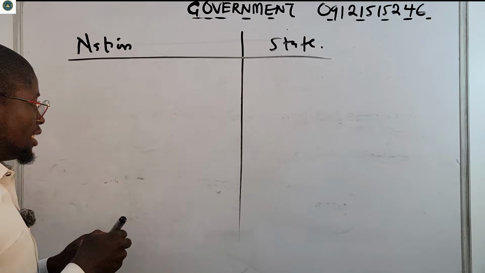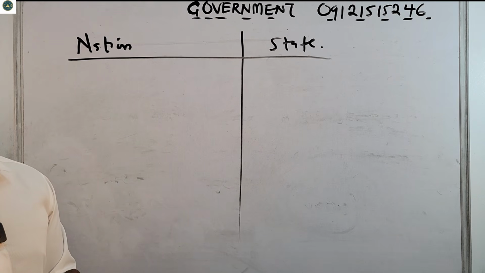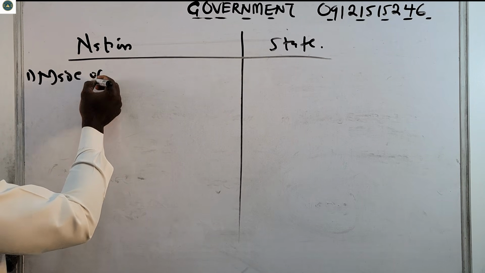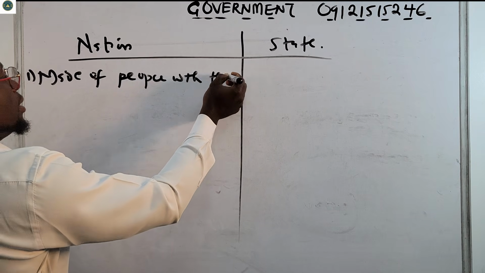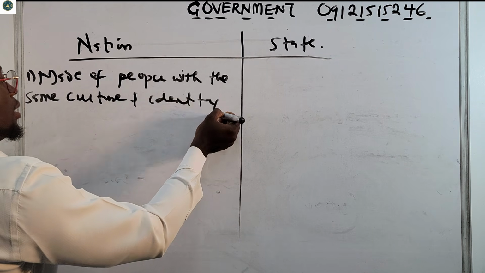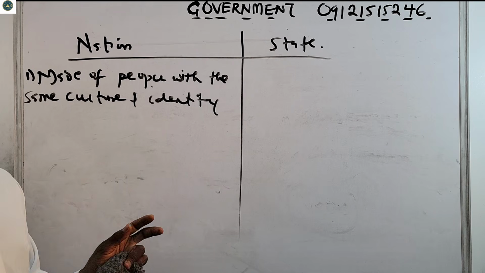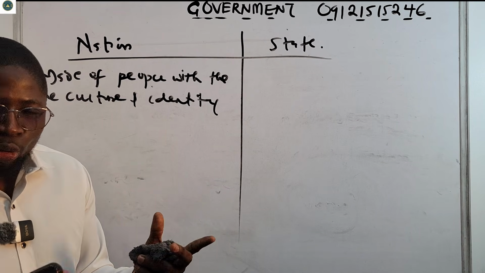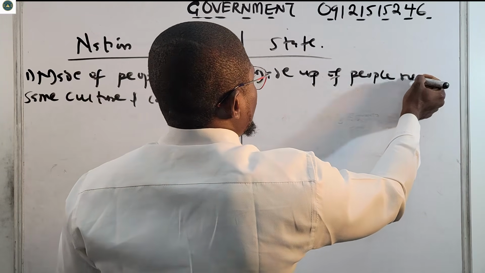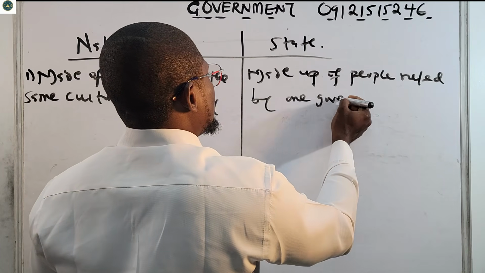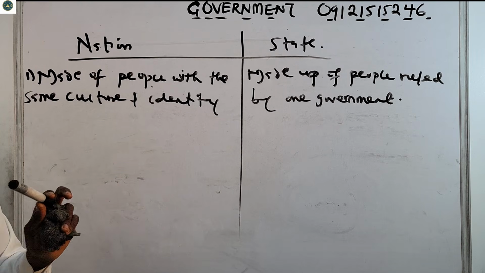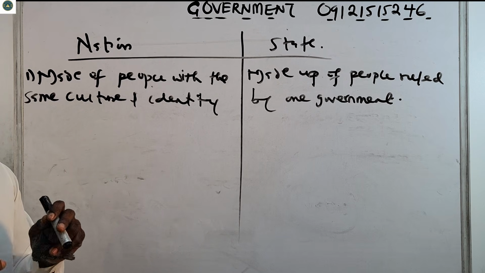So what are the differences between a nation and a state? A nation is made up of people with the same culture and identity. Number one, made of people with the same culture and identity. What about a state? A state is made up of people that are ruled by one government. So a nation is made up of people with the same culture and identity. A state is made up of people that are ruled by one government.